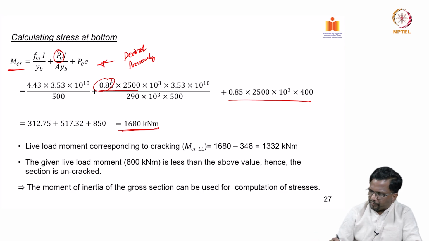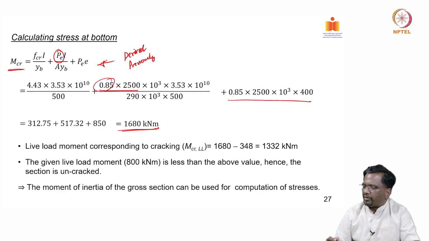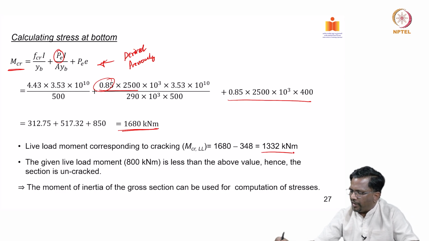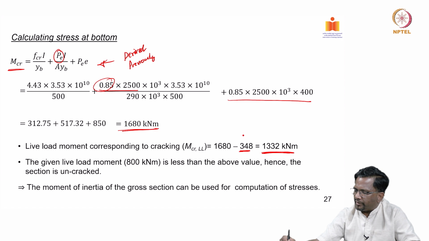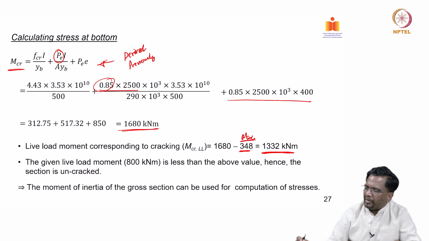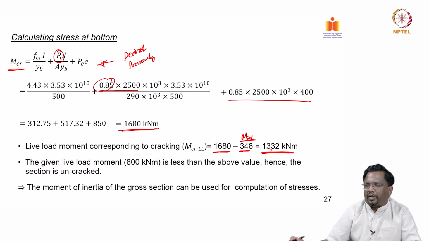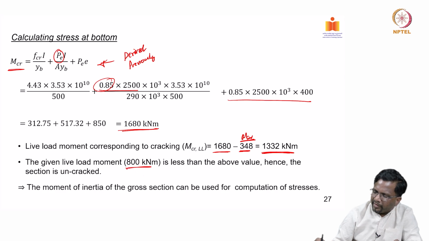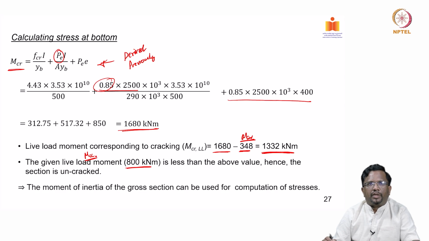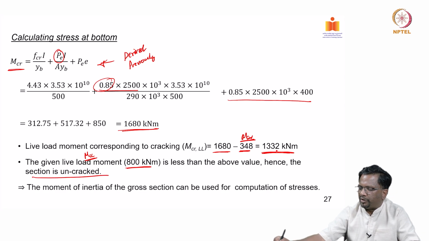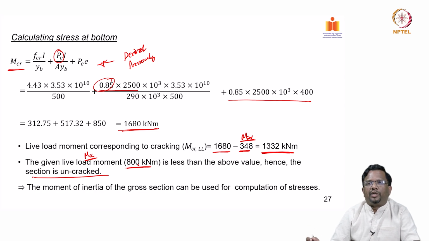And you see that the live load moment corresponding to cracking will be, I can apply now additional moment over this self-weight moment. So, that means this is the moment at which it is going to crack. So, I have to apply 1680 minus 348 to crack. Now, we are only applying 800 kilonewton meter, MLL is given to you in the problem statement, right. So, hence the section will behave as an uncracked section, because this 1332 is much higher than 800. So, the section is not going to be cracked for the given distribution of the load, right.